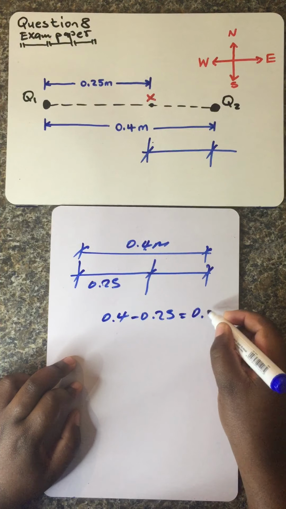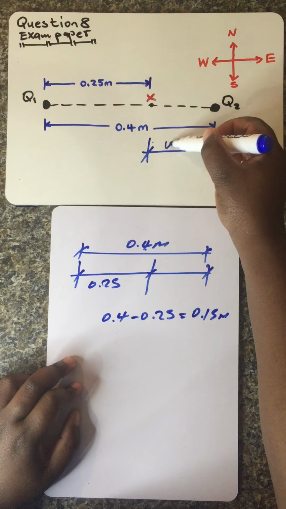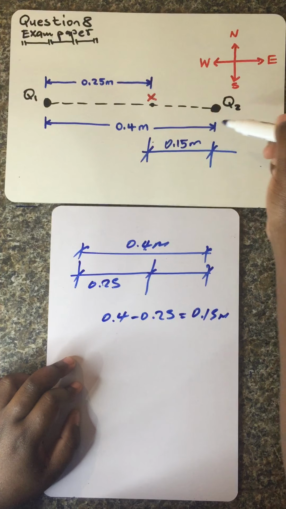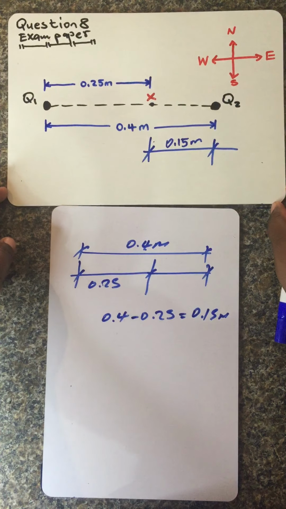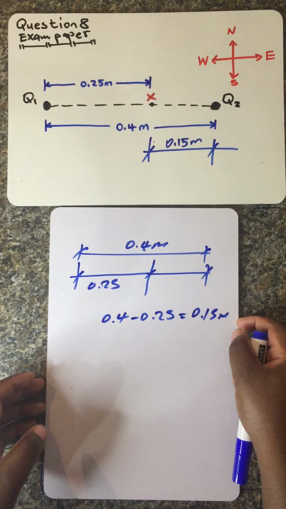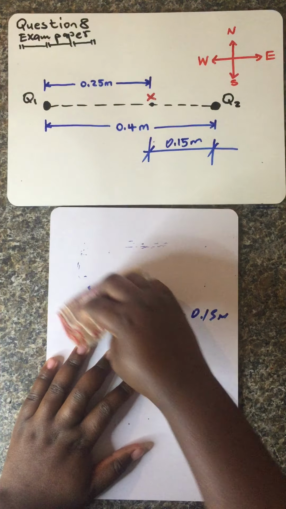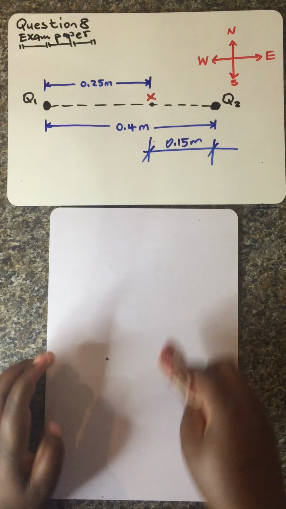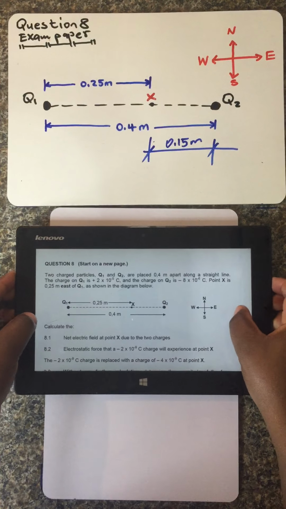Okay, 0.15 meters. So that means that distance there is 0.15 meters. The reason why I calculated that distance is because I wanted to say something in terms of the distance with regards to point X. Okay, remember, guys, you may be given information which refers to one and the same thing but in different manners.